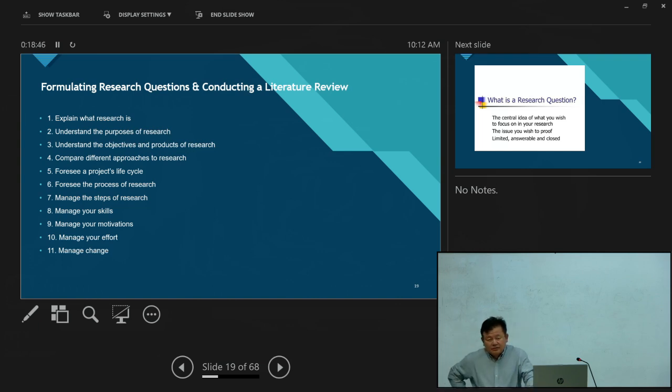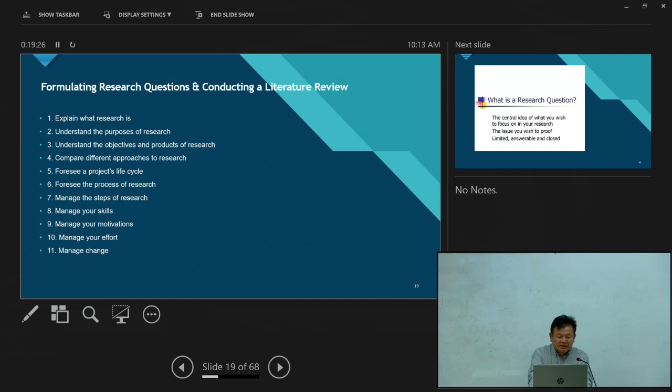Today, the learning objectives and outcomes. At the end of this class, this chapter, you should be able to explain what research is. What is research? And understand the purpose of research. What is the purpose of research? And also understand the objectives and the products of research. What are the objectives of research, and what are the products of research? We can understand.